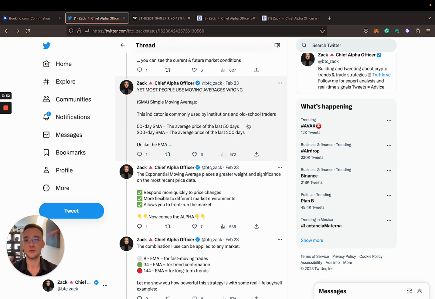The exponential moving average will essentially enable you to front run the market. Why? Because the EMAs give you signals much faster that the price has entered a bearish or bullish trend, while the 50-day and 200-day SMA guys are still waiting for their average price to go down. Your signals will already be in, and this means that you're able to front run the market with your short and your long entries.